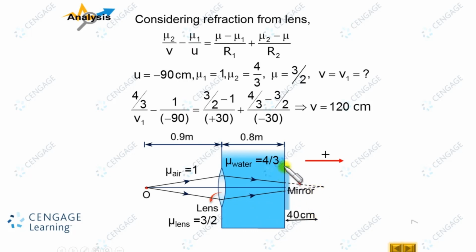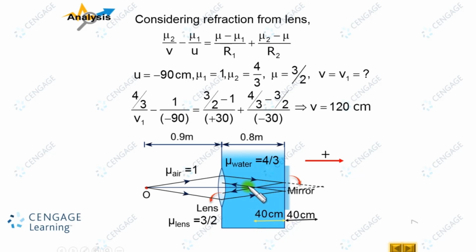Now we can observe these rays interact with the plane mirror, and this image formed by the lens will act as the virtual object for the mirror. That means the image formed by the mirror should be in front of the mirror like this. This should be at a distance of 40 centimeter. So this is 40 centimeter.